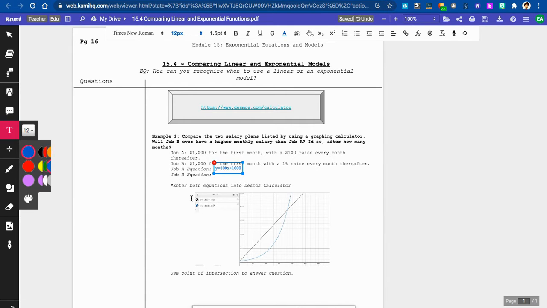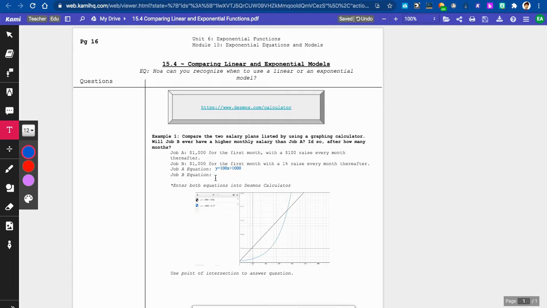For job B, it is starting with $1,000 for the first month with only a 1% increase every month thereafter. So that is where we're looking at an exponential function because it's increasing exponentially every single time, right? It's a 1% raise, and 1% is changing, right? 1% of 1,000 is different than 1% of 1,010, which is different than 1% of 1,020, right? It keeps increasing. So this is a constant rate, but it's not constantly increasing by the same amount, it's proportional.